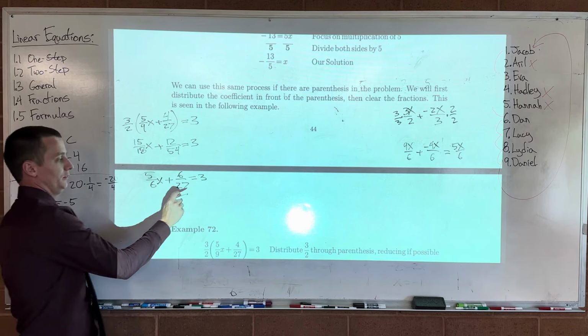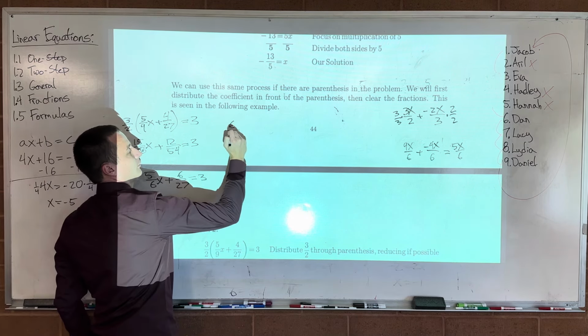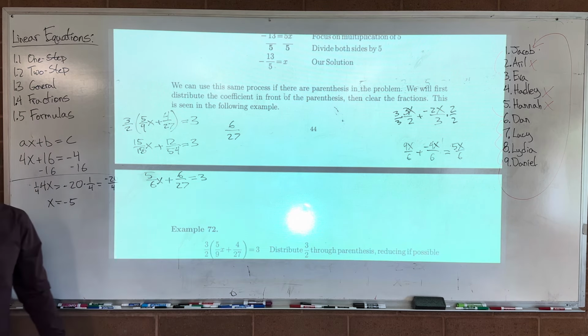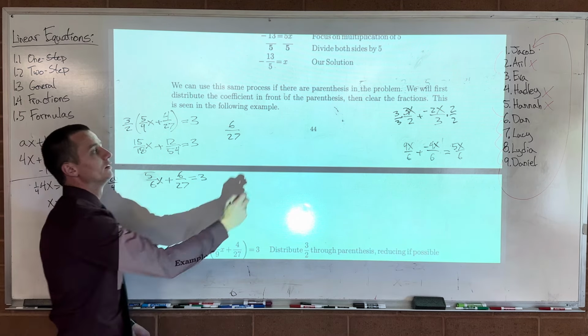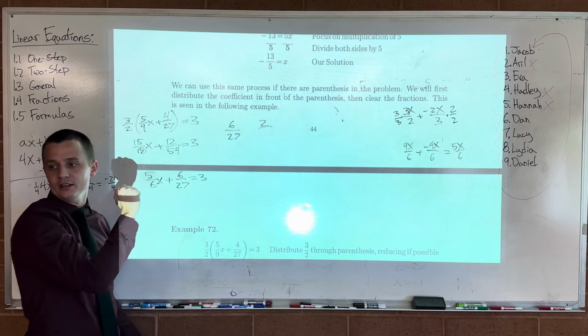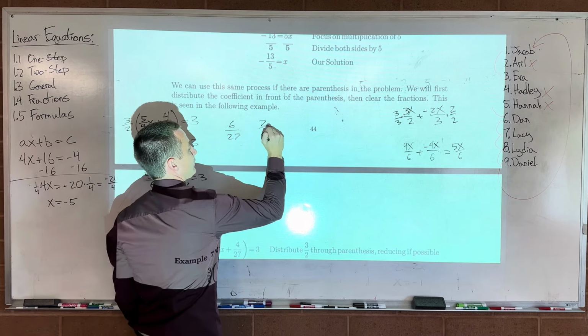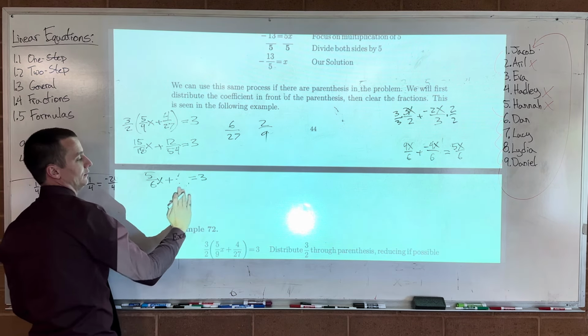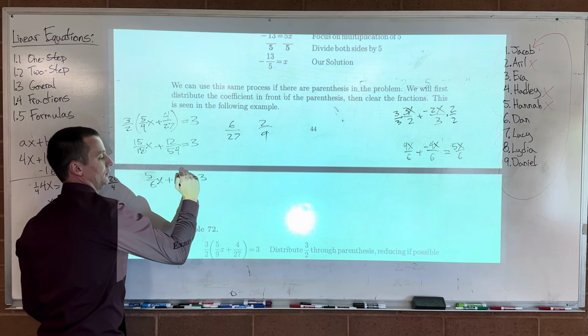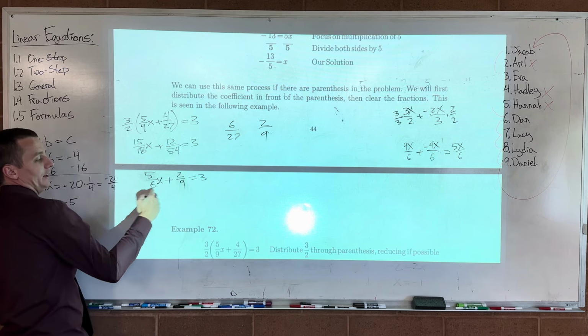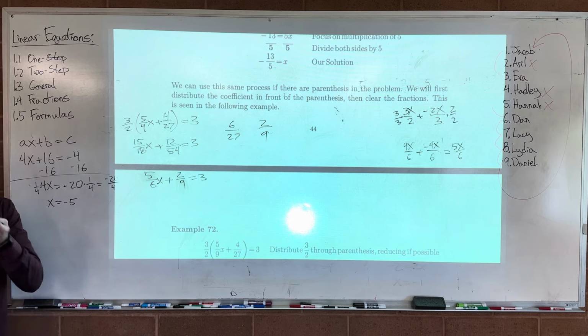Let's do this one more time. 6 over 27, what goes into both of those? 3. How many times is 3 going into 6? 2. How many times is 3 going into 27? 9. So this is really the same thing as 2 9ths. Wow, that cleaned up a lot. Isn't that a lot nicer to work with than that monstrosity?